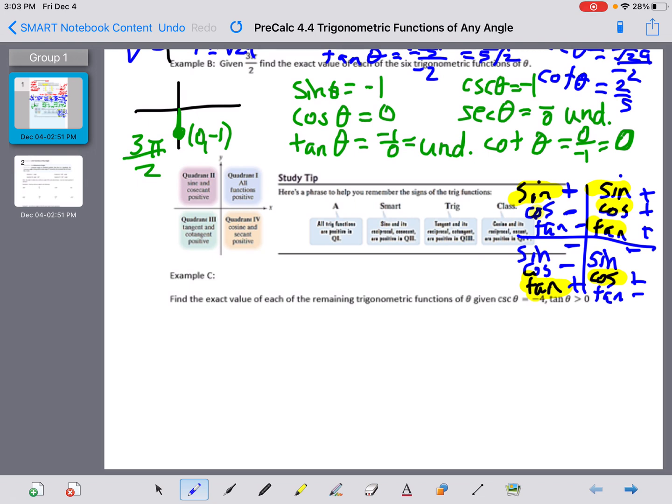Or you just memorize them. Think about what gets the x's and the y's. You know, there's multiple ways. This is just a study tip. You don't have to memorize it. I'm going to admit I use it all the time.